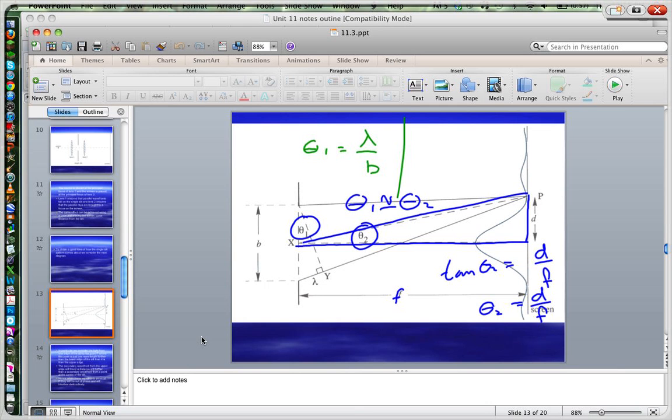So I can therefore say that theta 1 is equal to lambda over b, which is equal to d over f. And therefore I can get a formula for my width from this. There are all different ways that I can write this formula, but let's just write it like that: d is equal to f lambda over b. And we can do this experiment, and it's actually quite a nice IA to be done.